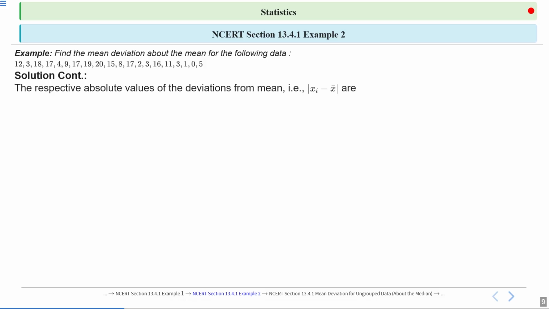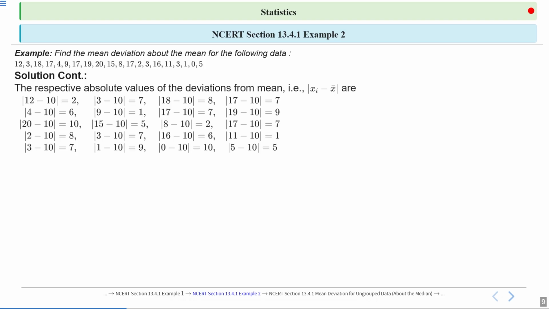Next, let's focus on finding the absolute deviations from the mean for each data point. We will use the formula mod of xi minus x bar. The respective absolute deviations from the mean are: mod value of 12 minus 10 is 2, then mod value of 3 minus 10 is 7, and you can easily find the remaining absolute deviations from the mean. So calculate them, and then find the mean deviation about the mean.